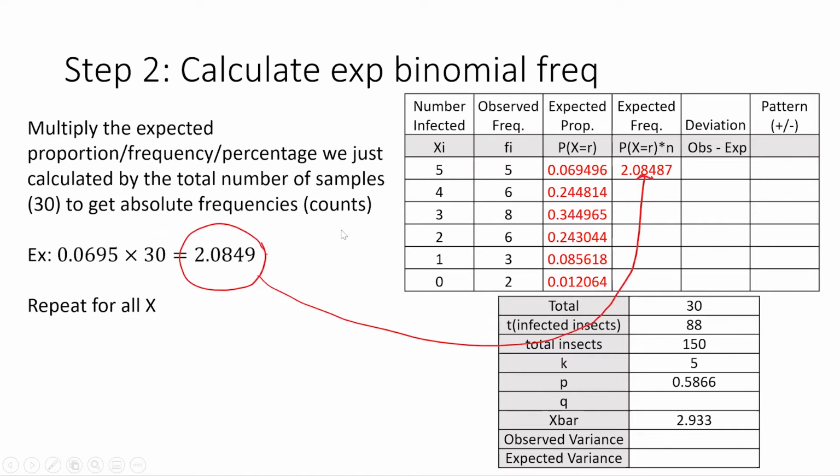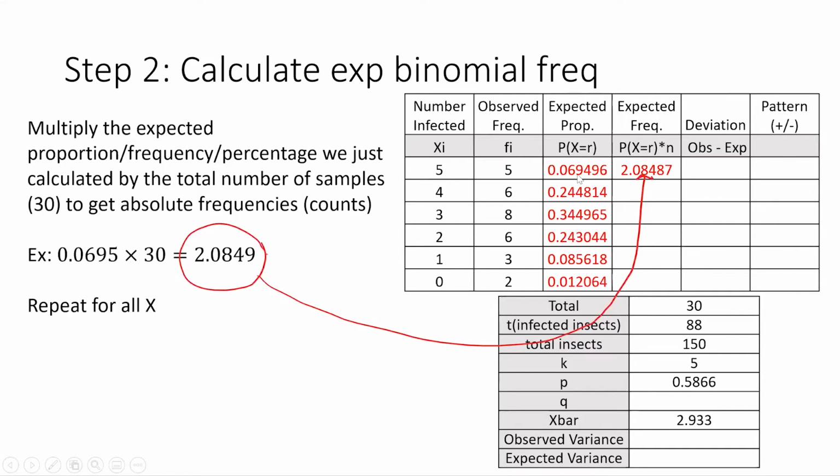Next, you need to multiply the expected proportion, frequency, or percentage we just calculated by the total number of samples to get the absolute frequency. So for this first one, we do the probability of a success times the number of samples to get the expected frequency of successes. So the way to think about this is our proportion is our probability or our percentage of times that we expect to have a success, which in this case, a success represents an infected insect, right?